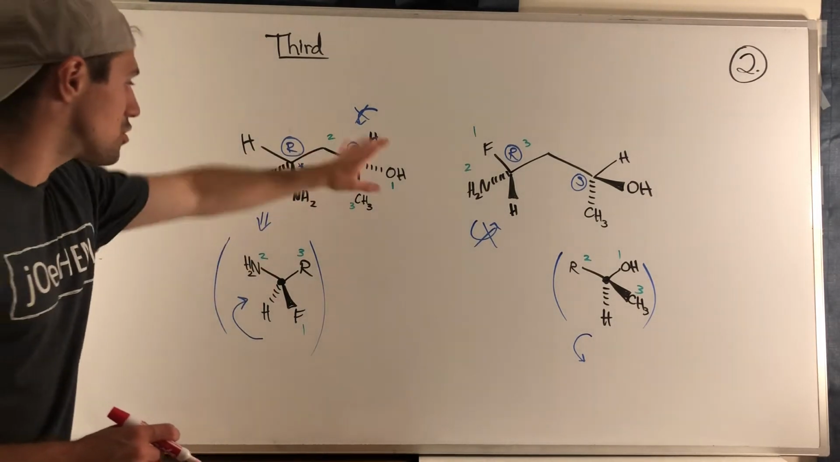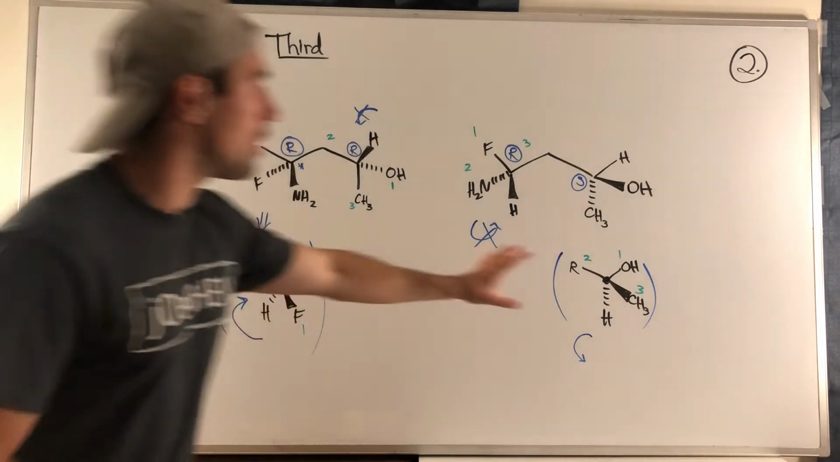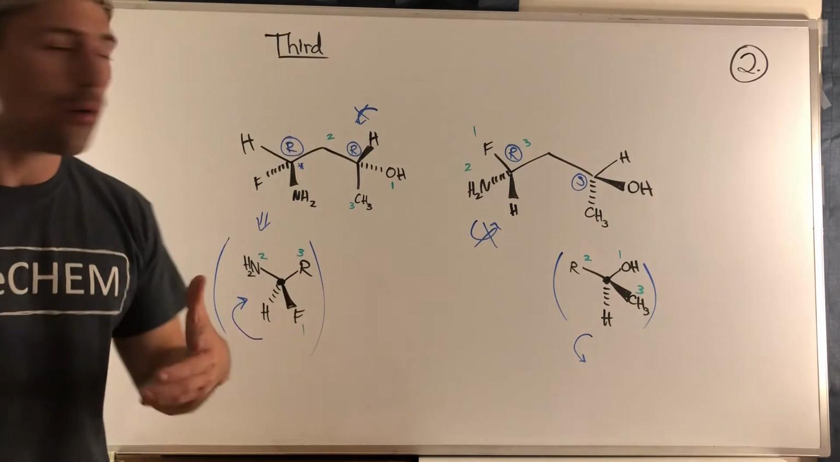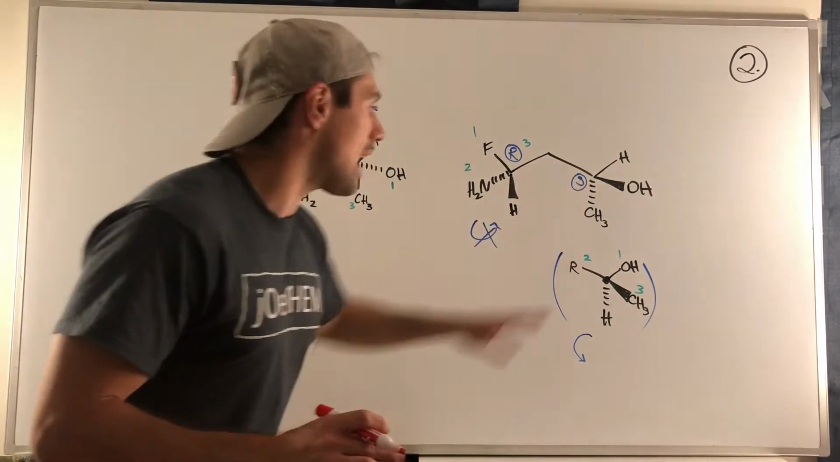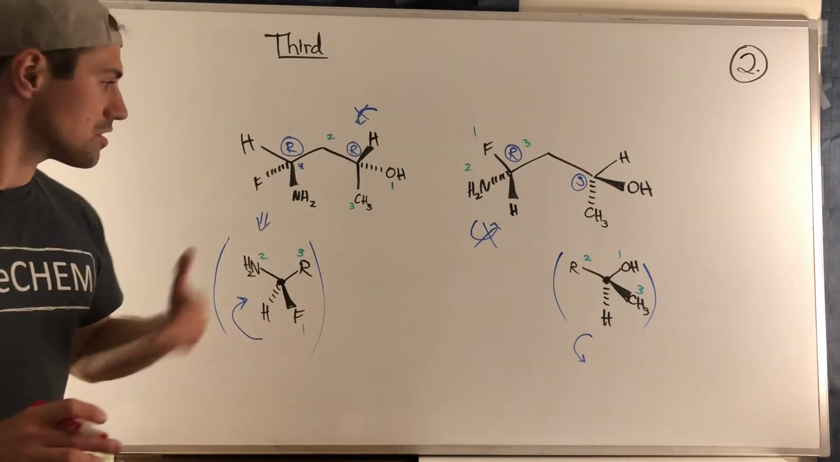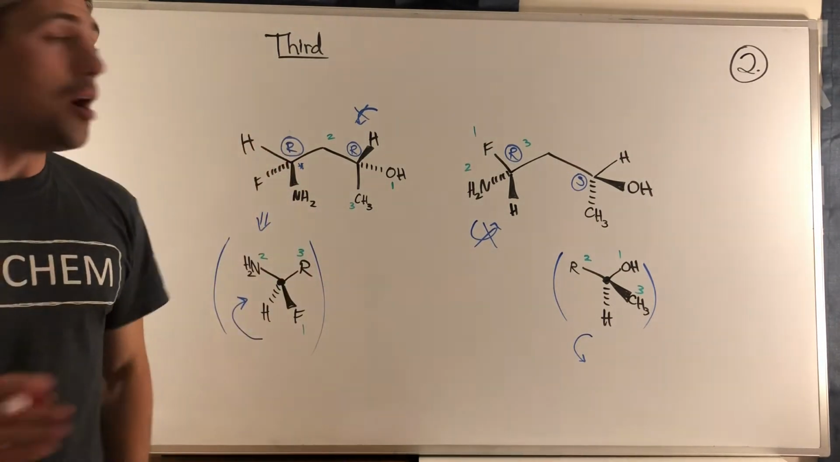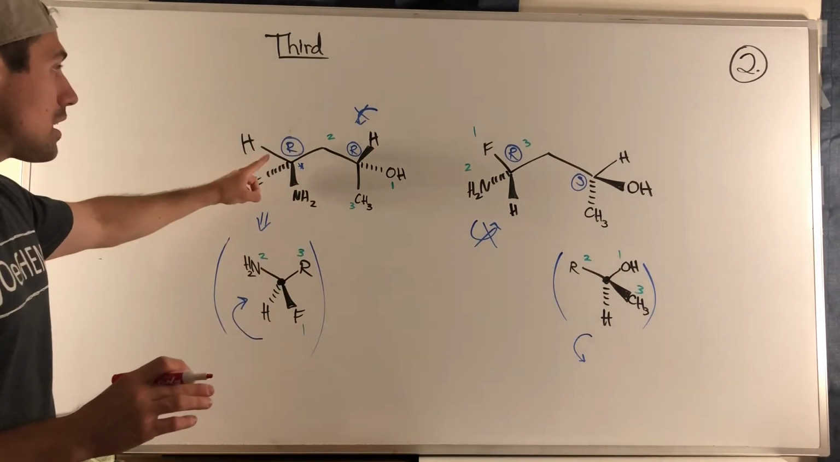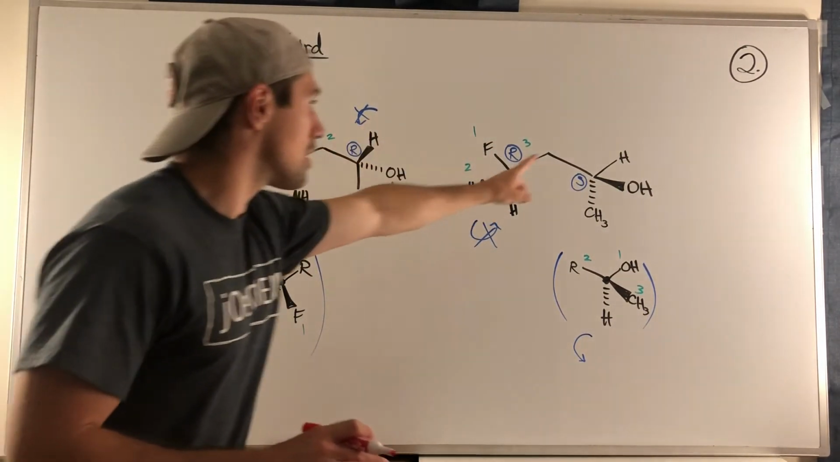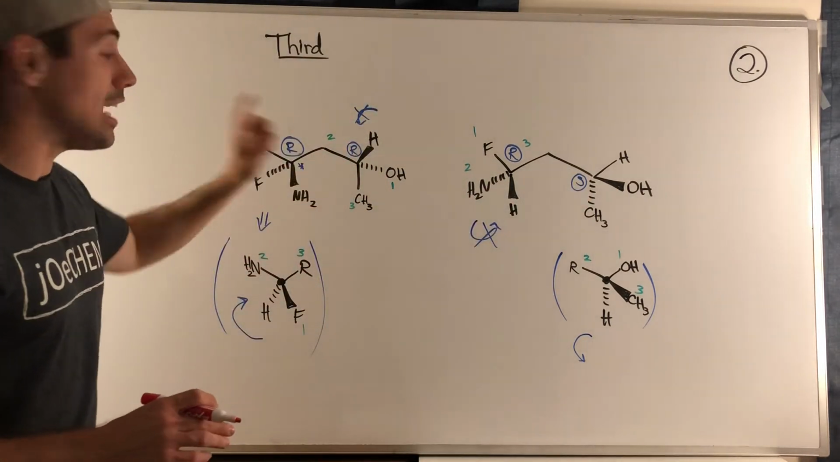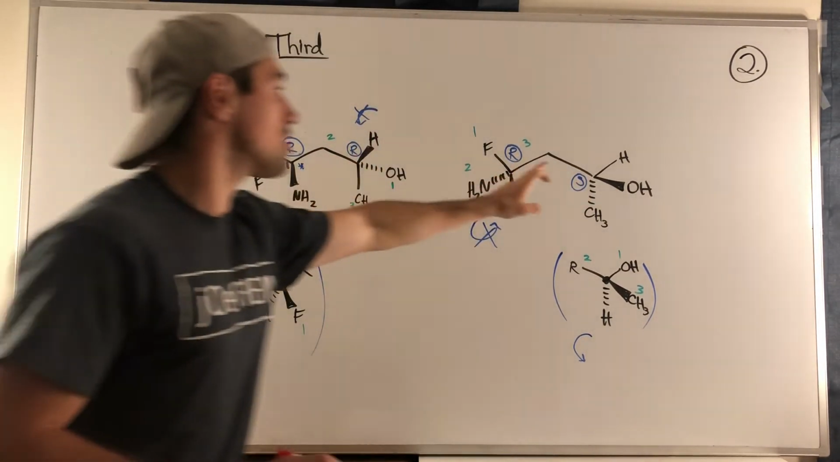I labeled this just as R. So you can go ahead and pause and look to see if you're confused on how this ended up being R and that ended up being S. You can just pause the video and look at this little analysis that I did. But if we take a look here, we have R here, R here, R here, and S there. So only a change from this stereocenter over here.